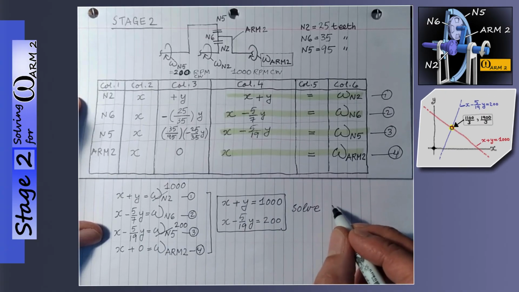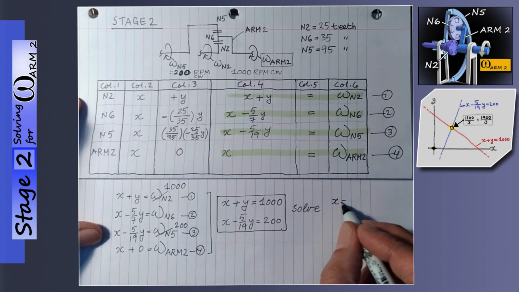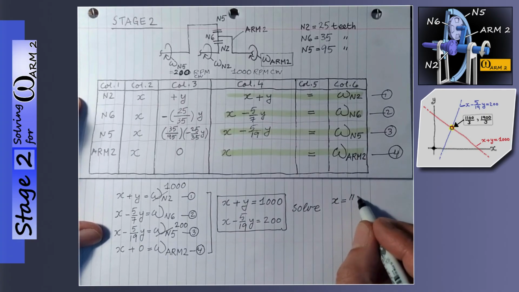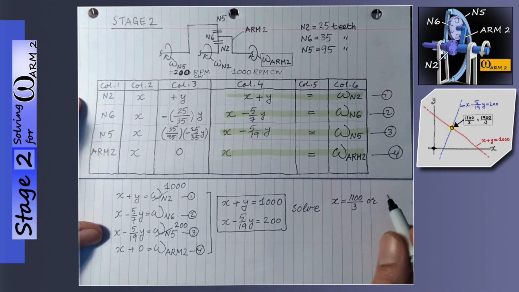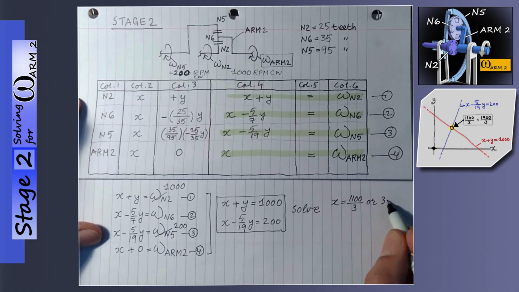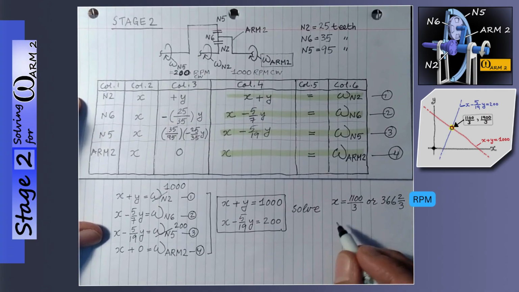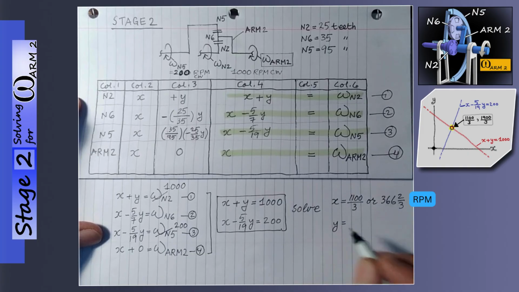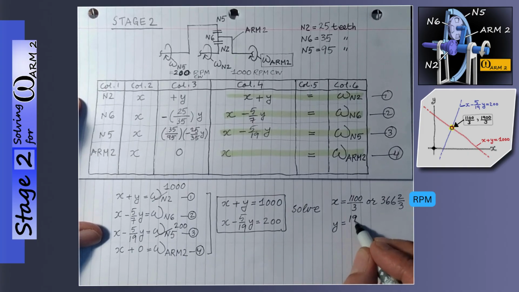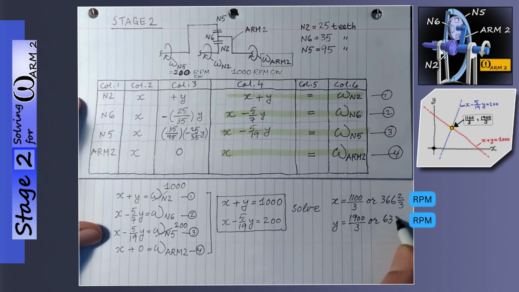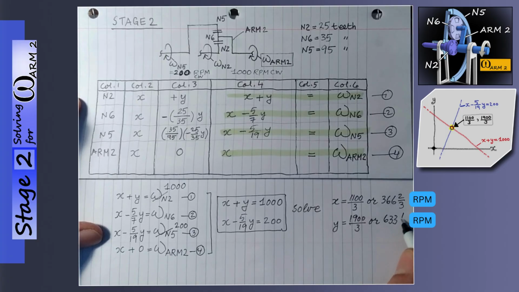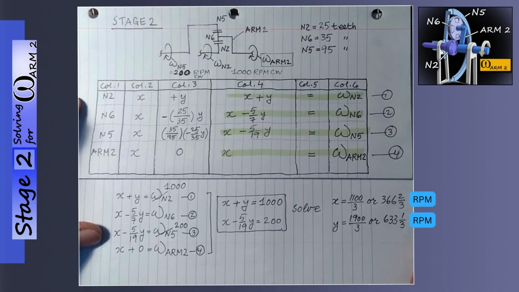So you would get x to be equal to 1100 over 3, or 366 2/3 revolutions per minute. And y would come out to be 1900 over 3, or 633 and 1/3 revolutions per minute.